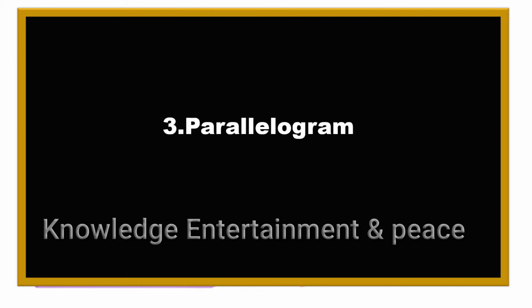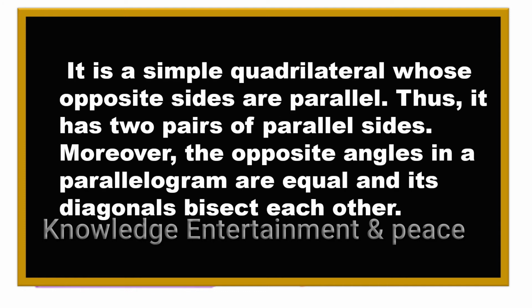The next one is parallelogram. A parallelogram, as the name suggests, is a simple quadrilateral whose opposite sides are parallel. Thus, it has two pairs of parallel sides. Moreover, the opposite angles in a parallelogram are equal and its diagonals bisect each other.